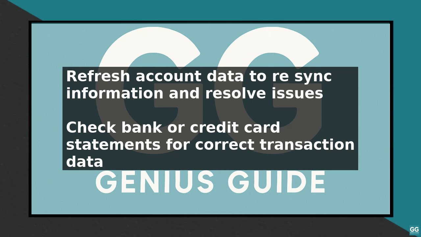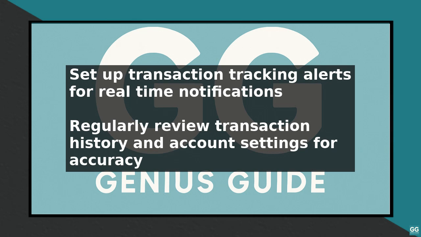To prevent future issues, set up transaction tracking alerts in Rocket Money. These alerts will notify you when a new transaction is detected, allowing you to review and verify the information in real time. Regularly review your transaction history and account settings to ensure that everything is accurate and up to date.